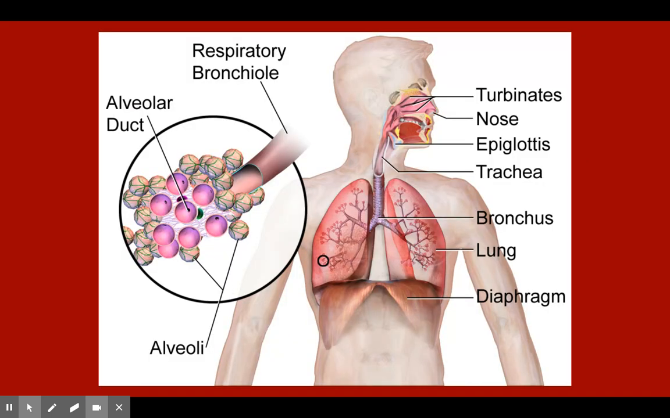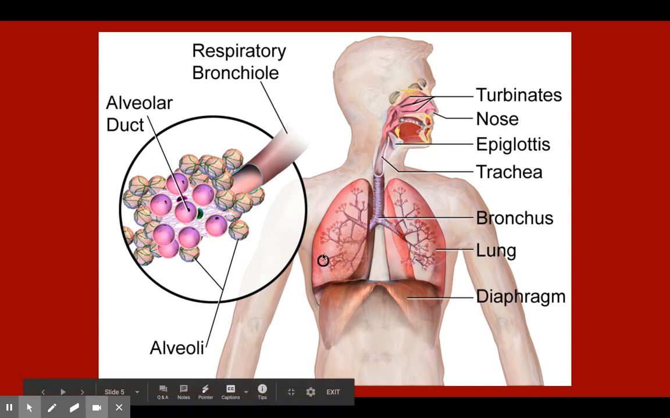Here's a diagram of the respiratory system. You see the alveoli. They are the little sacs where the air exchanges with the blood. Okay, the alveoli. All right, so let's move on.